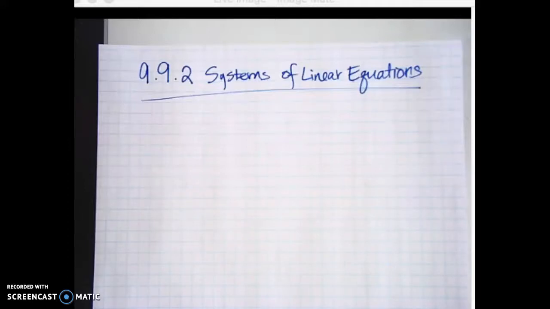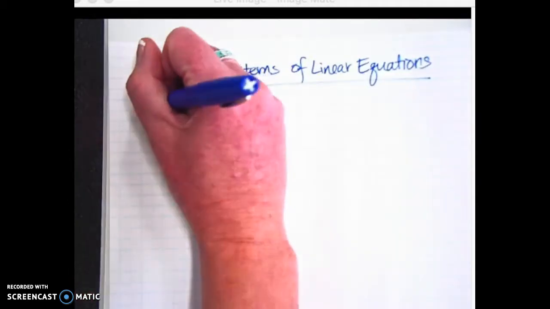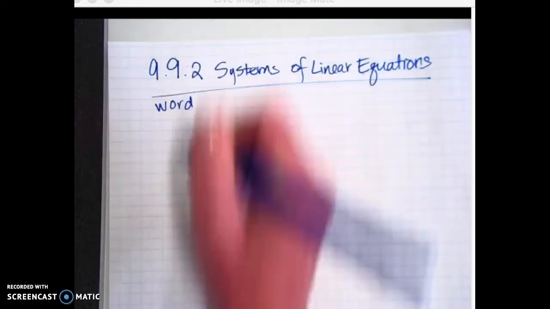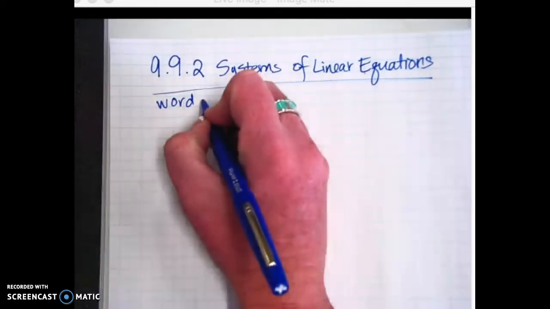Friday we started talking about systems of linear equations, where I gave you 3 equations with 3 variables and showed you how to solve for each of those 3 variables using a combination of elimination and substitution. The only thing you're going to deal with today is that you're going to see it in word problems. I'm going to show you how to set them up.